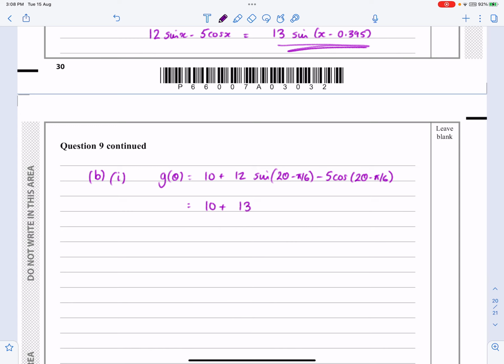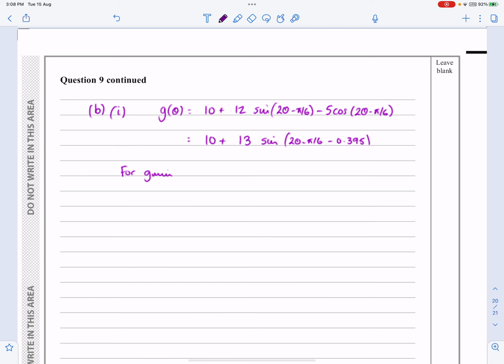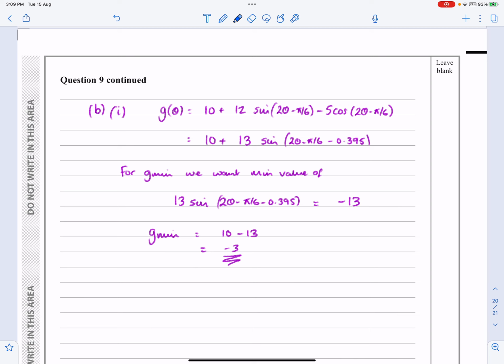So theta r sine x, which in this case is 2 theta minus pi over 6, that minus 0.395. And then we can say for g min, we want the minimum value of 13 sine 2 theta minus pi over 6 minus 0.395, which is equal to minus 13. So g min equals 10 minus that 13, which works out to be minus 3. Just to make that absolutely clear, the smallest value that can be is minus 13. So the smallest value that all of it can be is 10 minus the 13, which is minus 3.